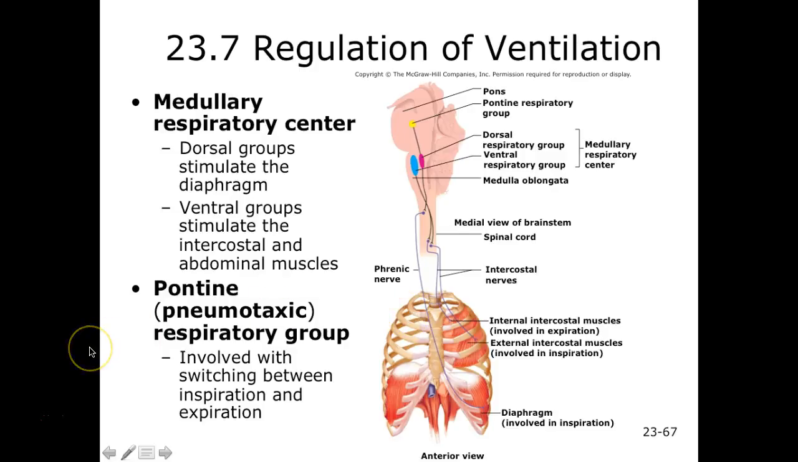And I'm going to end this. This will be part 1, and then we'll start at the regulation of ventilation for part 2.